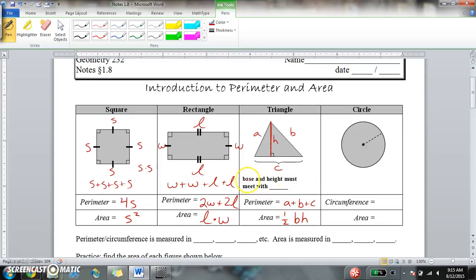Very important for a triangle: your base and your height must meet with a right angle. They must be perpendicular to each other. And we'll talk about that when we see examples below.